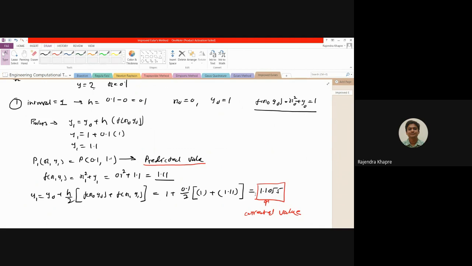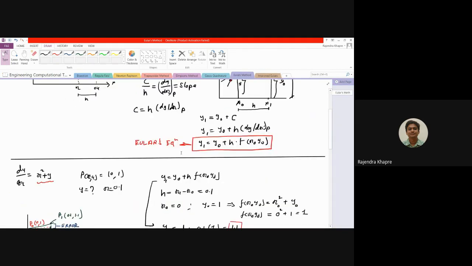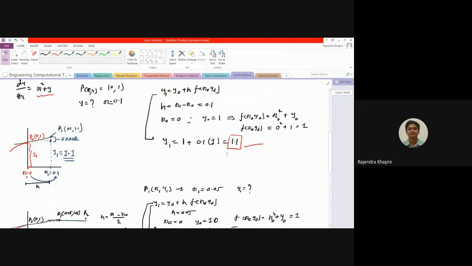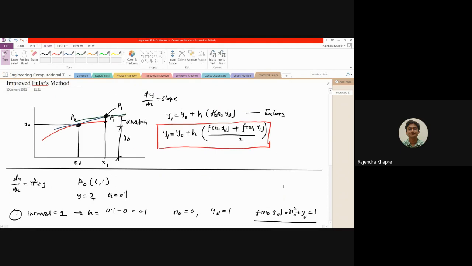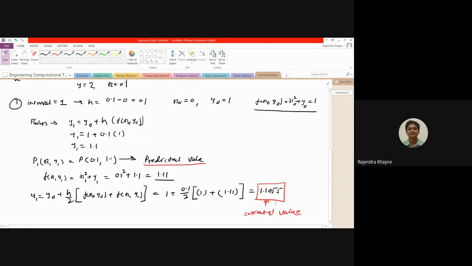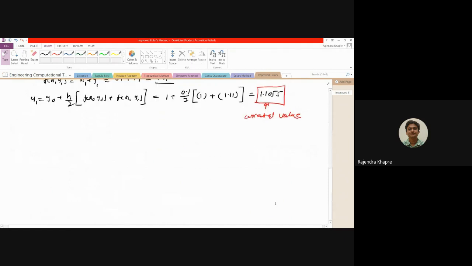If you compare the same number of intervals, in Euler's method you used only one interval and it was 1.1, but when you use only one interval in the improved Euler's method it is 1.105. So definitely the answer which you have got using the improved Euler's method is more accurate. Now let us go for two intervals. In the improved Euler's method, if you use two intervals, see what is going to happen as per the method.